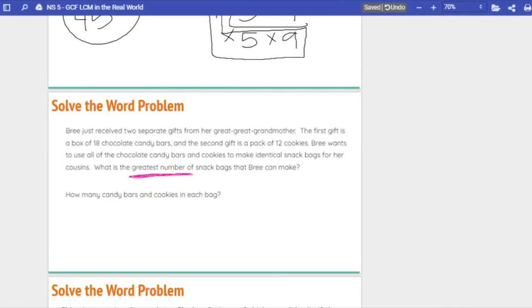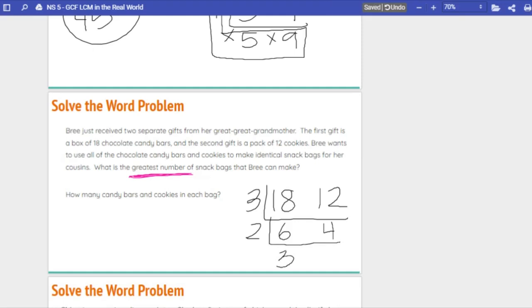So we're going to be finding greatest common factor of 18 and 12 with a ladder. What's in common in 18 and 12? I'm going to say 3. 18 divided by 3 is 6. 12 divided by 3 is 4. Oh, 6 and 4 have something in common. 2. 6 divided by 2 is 3. 4 divided by 2 is 2. 3 and 2 don't have anything in common. So greatest common factor, remember I take what's out front and I multiply. 3 times 2 is 6. So what's the greatest number of snack bags that Bree can make?